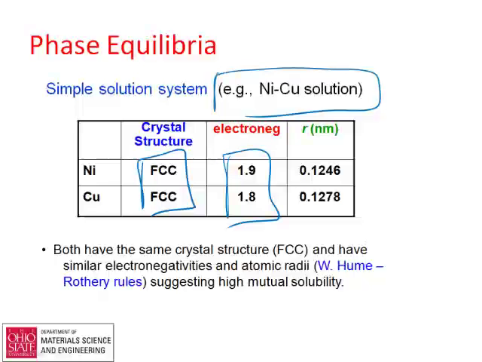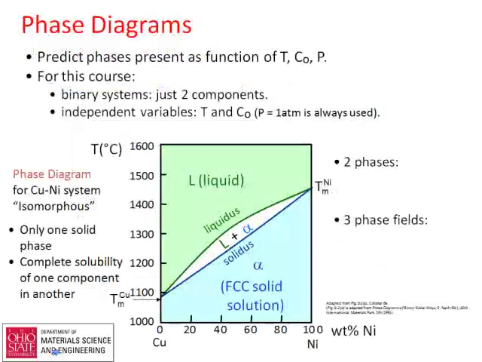And for those reasons, there are some rules put together by a guy named Hume-Rothery many years ago. He says that things that have the same crystal structure, same electronegativity, and similar atomic size should form extensive solid solutions with one another. And indeed they do, and we can show that on a phase diagram. So here is a phase diagram, about the simplest one you can get for a real metallic system.